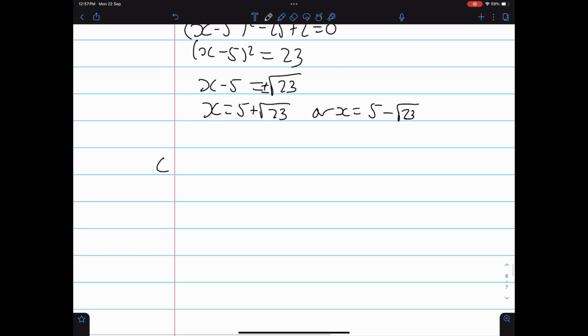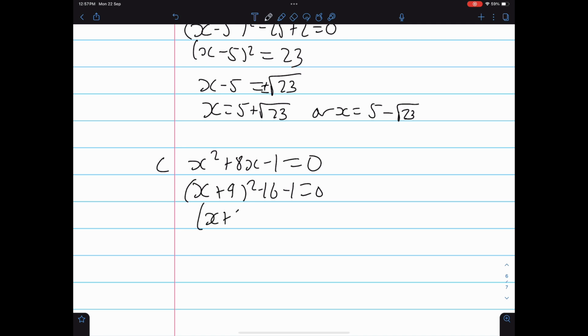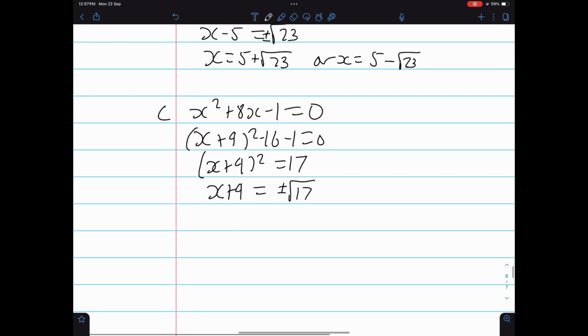C. x squared plus 8x minus 1 equals 0. x plus 4 squared minus 16 minus 1 equals 0. So this means x plus 4 squared equals 17. x plus 4 equals plus or minus root 17. x equals minus 4 plus root 17, or x equals minus 4 minus root 17.